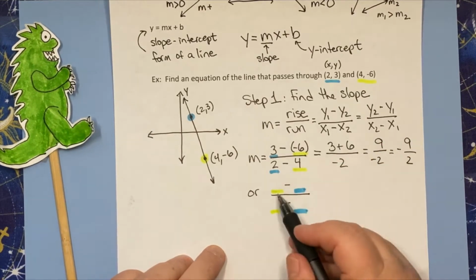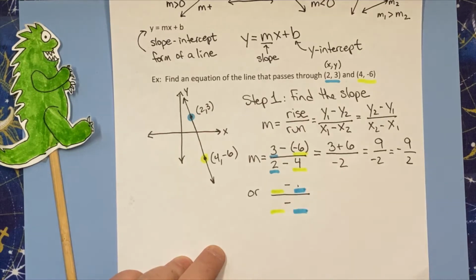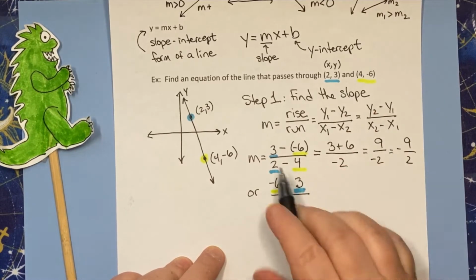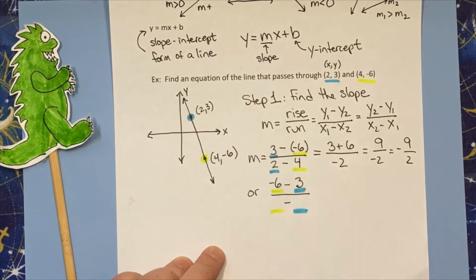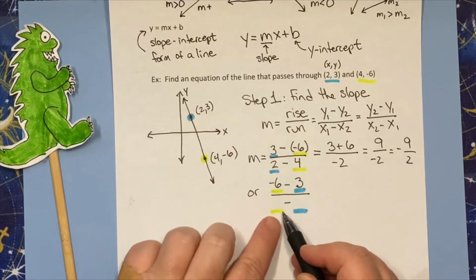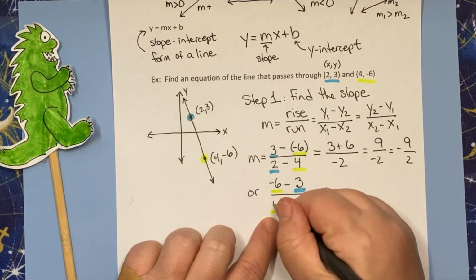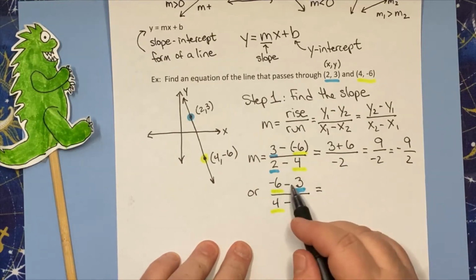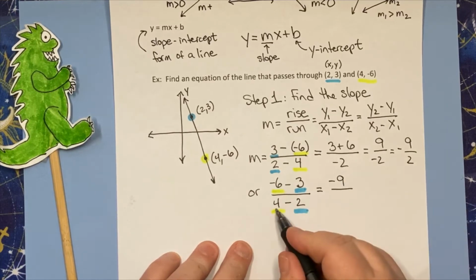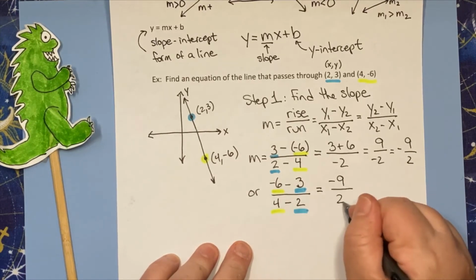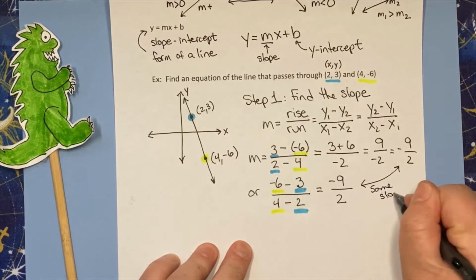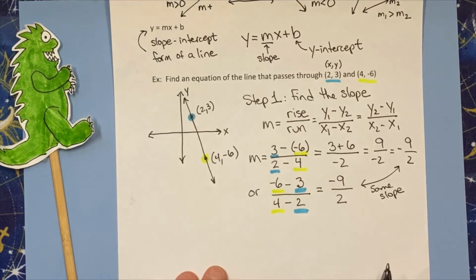Okay, so the yellow, remember the rise or the y's go on top. That's -6 minus 3. So I've reversed the order here. And then the yellow X is 4. And the blue X is 2. So up on top, -6 minus 3, -9. Bottom numbers, 4 minus 2 is, look at that. I get the same slope regardless of which one I start with, the blue one or the yellow one.